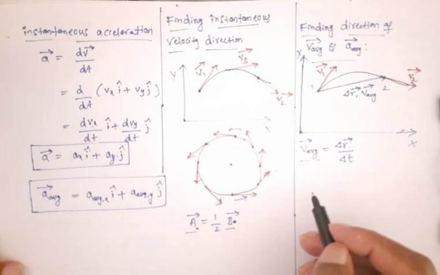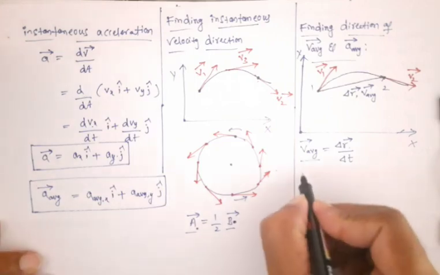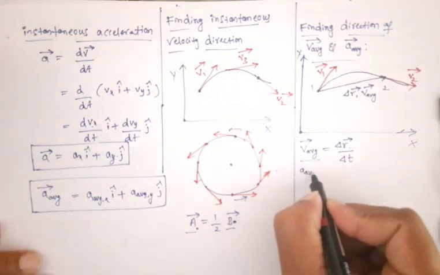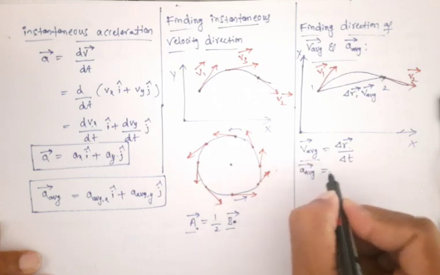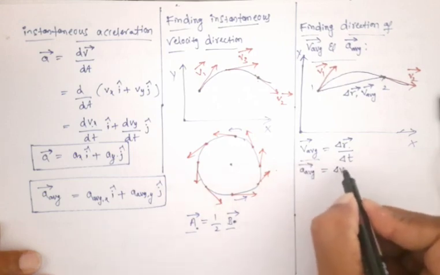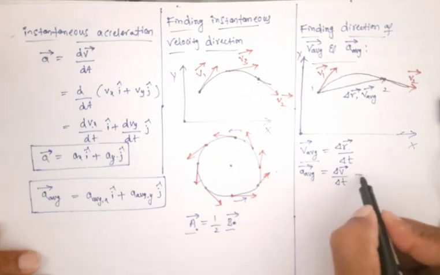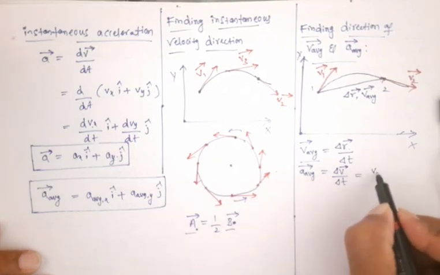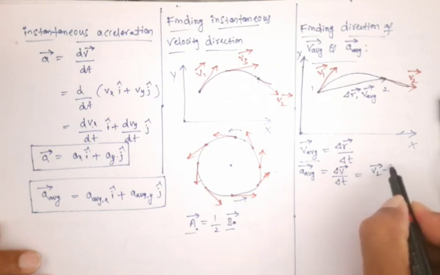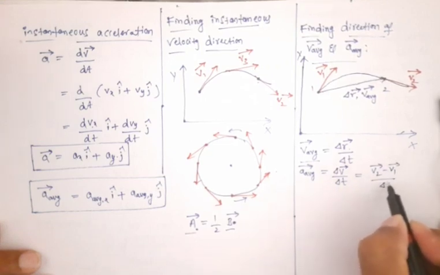Now let us find the average acceleration direction here. So let us write the equation for average acceleration. Average acceleration equal to, what is the formula? Change in velocity divided by time taken. Change in velocity means delta v. So (v2 bar minus v1 bar) by delta t.